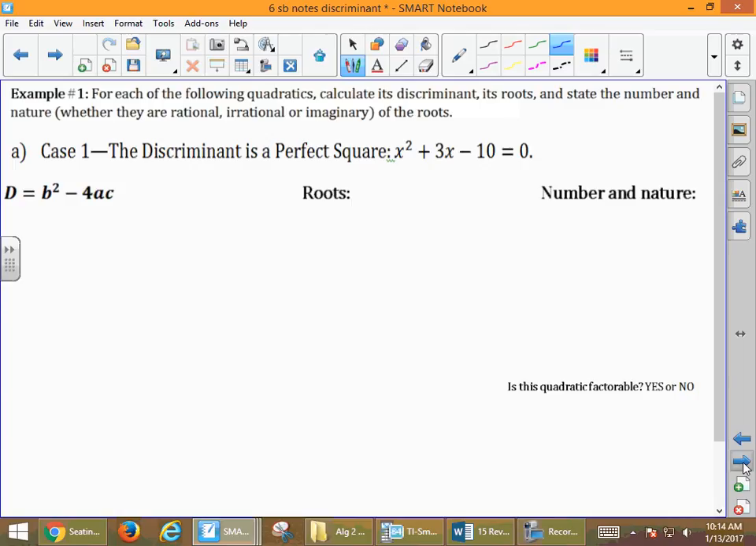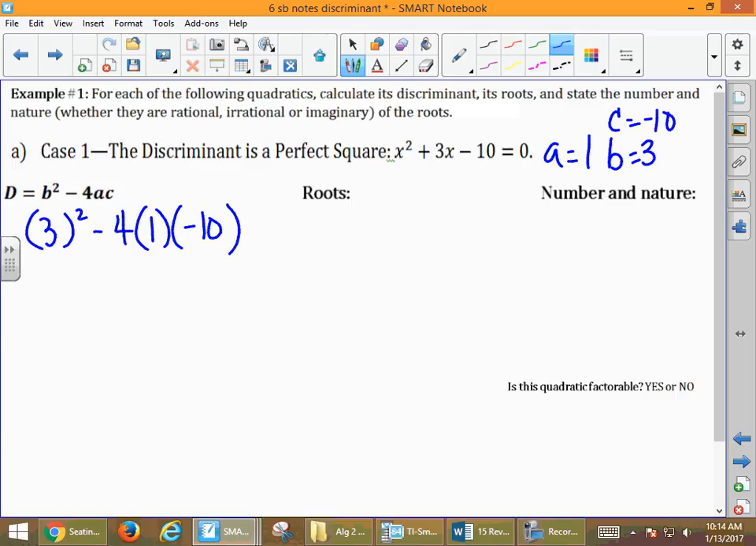So the first thing we're going to start with is we're going to say a is 1, b is 3, and c is negative 10. Just like we would with the quadratic formula, and if the quadratic is not set equal to 0, then we need to make sure that it's set equal to 0 to be able to use the discriminant. So we're going to fill this back in, and we end up with 3 squared minus 4 times 1 times negative 10.